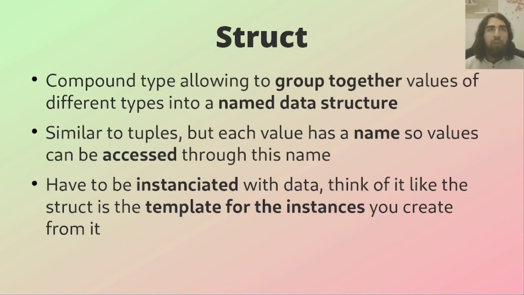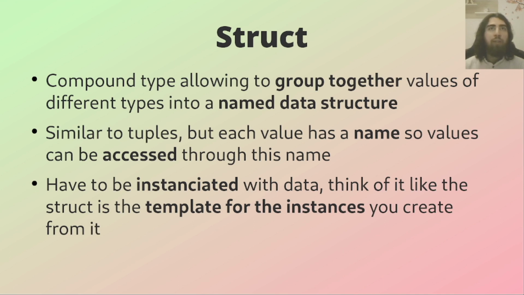Up until now we have been using types that are defined in the standard library, but we can in fact create our own types. And we can do that by using a struct. Now a struct is a compound type allowing us to group together values of different types into a named data structure. It's similar to tuples, but each value has a name, so the values can then be accessed through this name. And a struct has to be instantiated with data. Think of it like the struct itself is the template for the instances you create from it.